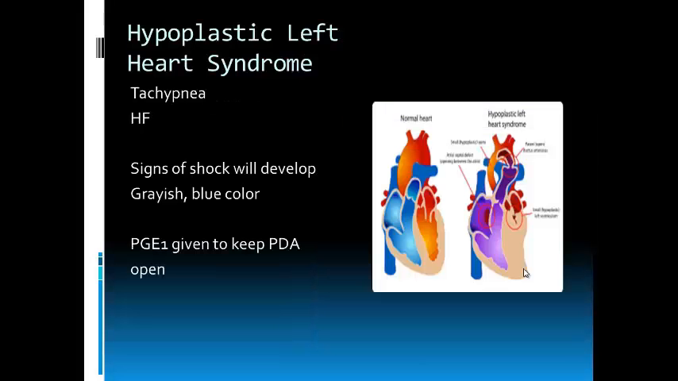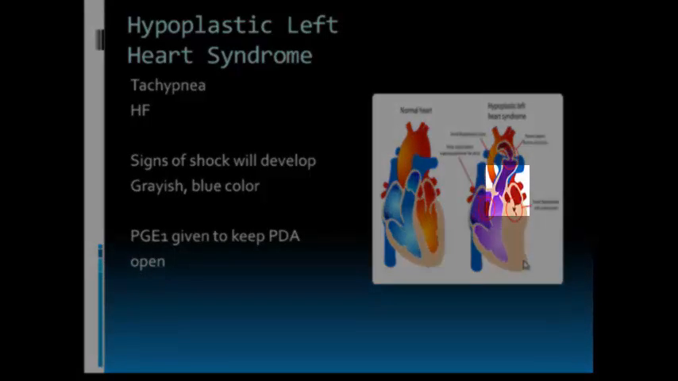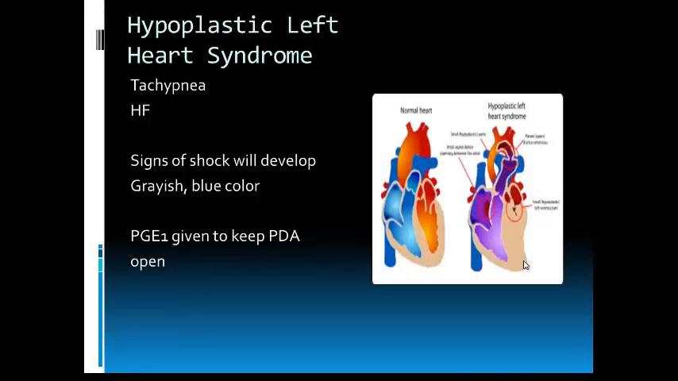Next one we have is hypoplastic left heart syndrome. With hypoplastic left heart syndrome, as you can see, the left ventricle does not form. So we do not have a left ventricle. Most of these infants die within the first few months of life if it's left untreated. The infant will go into heart failure, have severe tachypnea and dyspnea, hypotension. They have acid-base imbalances, electrolyte imbalances. What they need to do is give PGE1 to keep the PDA open.